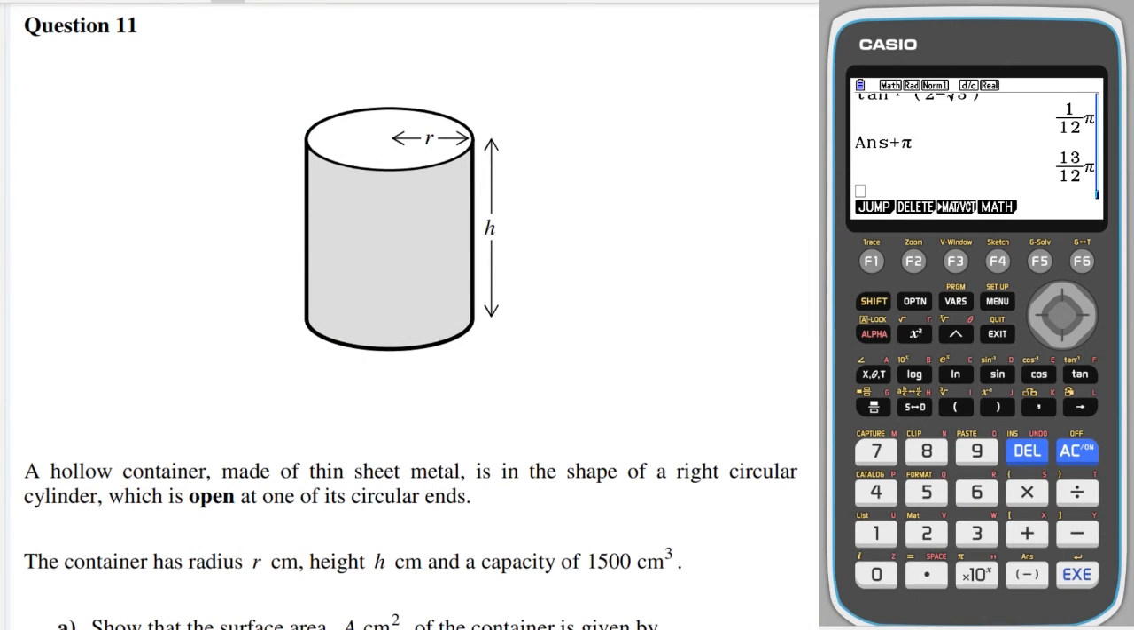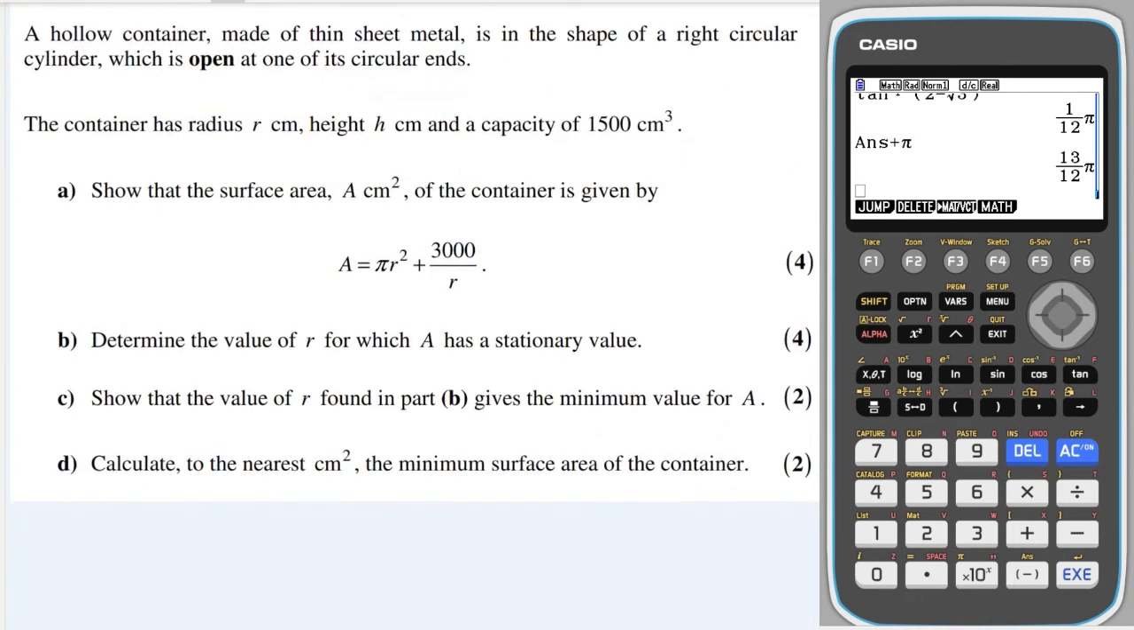Question 11, we've got a cylinder, which is open at one of its circular ends, and it's got a capacity of 1500. Show that the surface area A of the container is given by that.